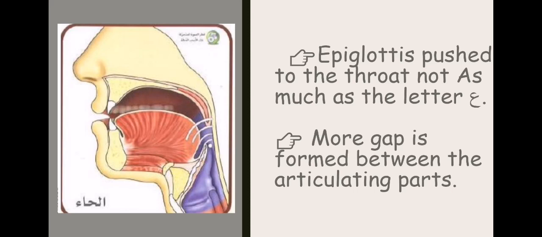That means there is not that much pushing compared to the ayn. For the ayn, what did we do? We pushed the throat almost 90% so that a very narrow gap is there. But for the ha, it is not that much. We give a small opening inside our throat. The pushing will not be the same as the ayn.